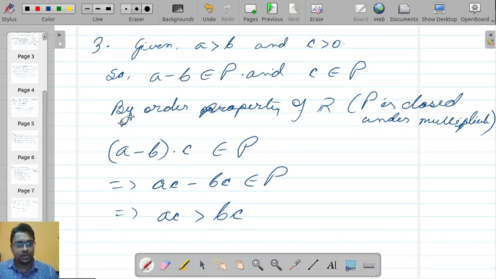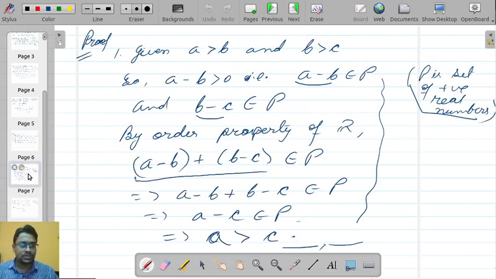Of course, you can do it instead of writing "belongs to P", but it will be better if you write it this way, so that you can get the idea of what the order property is. Of course, you can do it this way also.